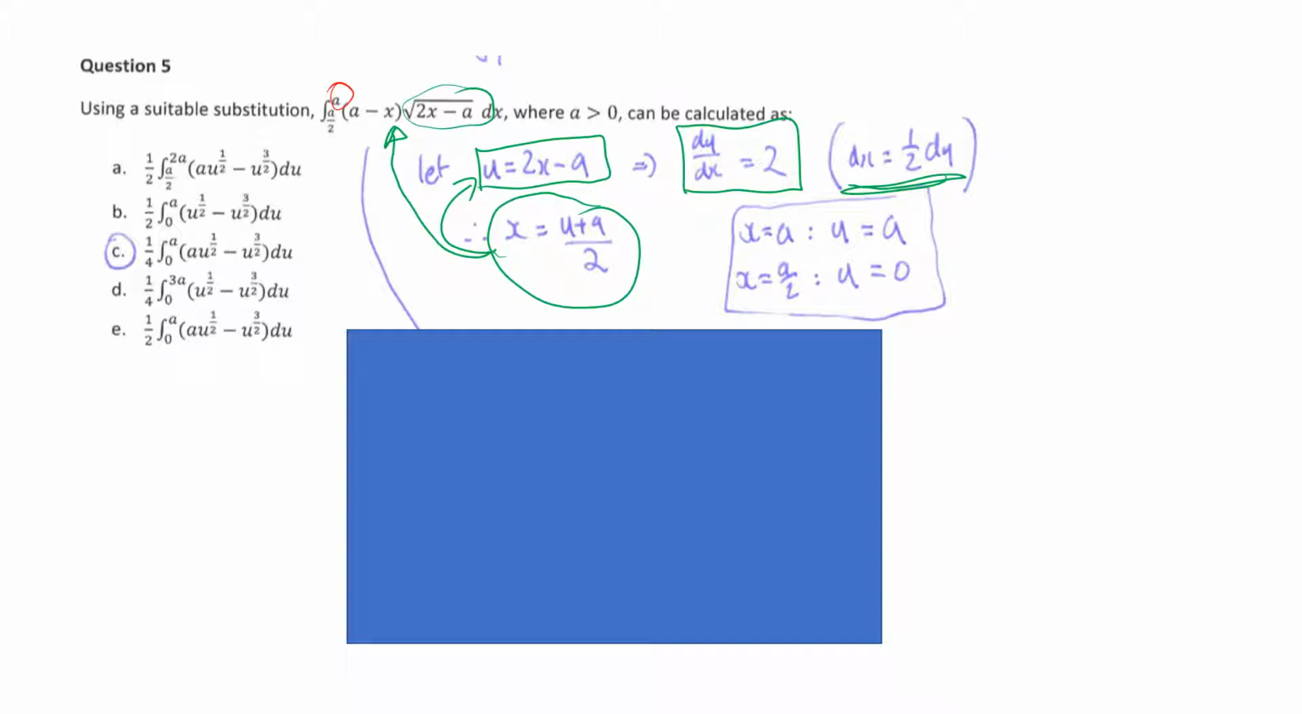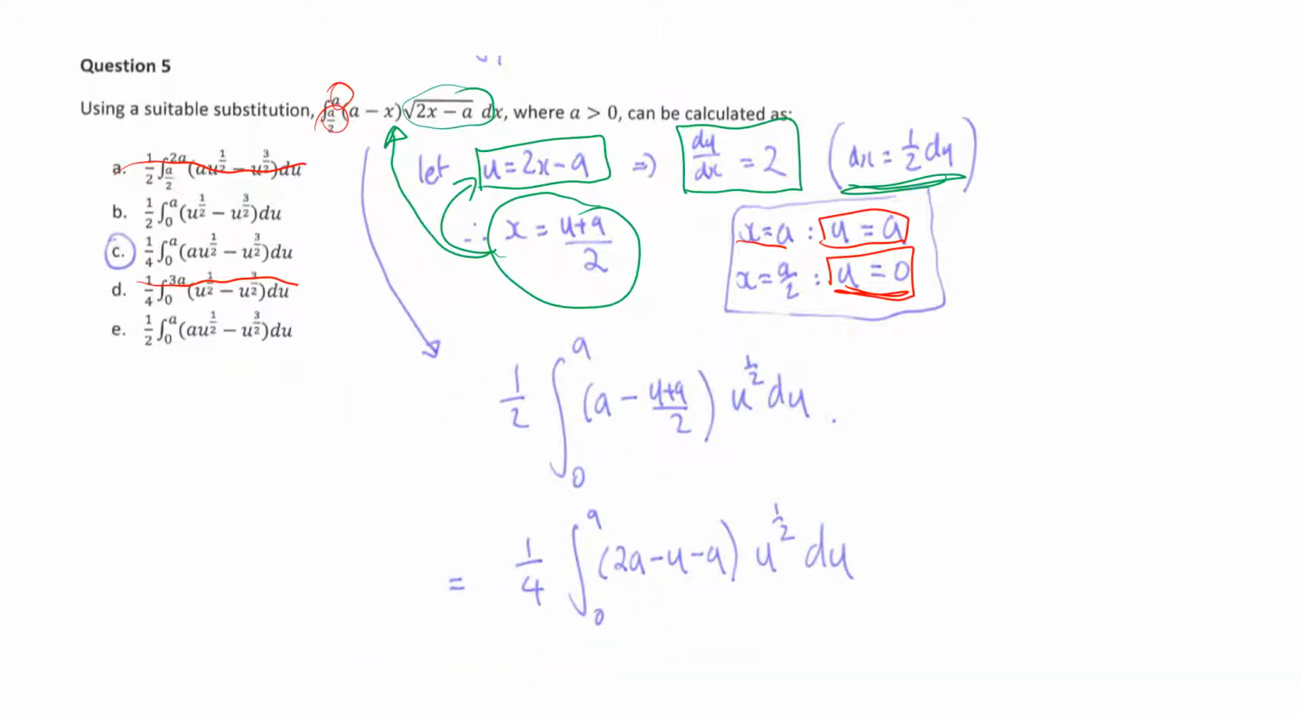Upper bound of a, when x is equal to a, what is u? 2 times a minus a, u is equal to a. And when x is a on 2, the lower bound, 2 times a on 2 is a, minus a is equal to 0. So that becomes the new terminals, u from 0 to a. In fact, from there we can just eliminate a whole bunch of things not relevant. So we've eliminated 2 based on terminals.